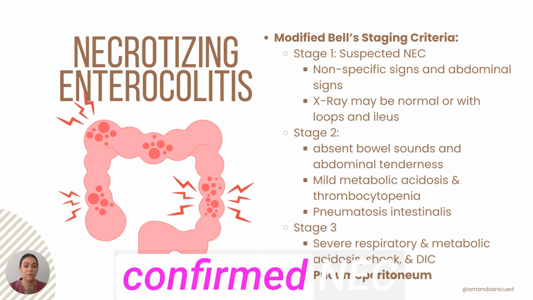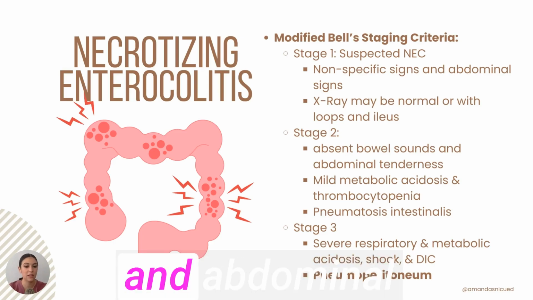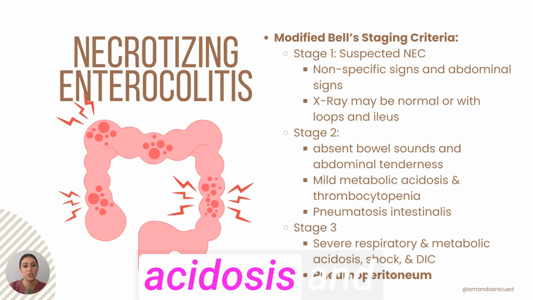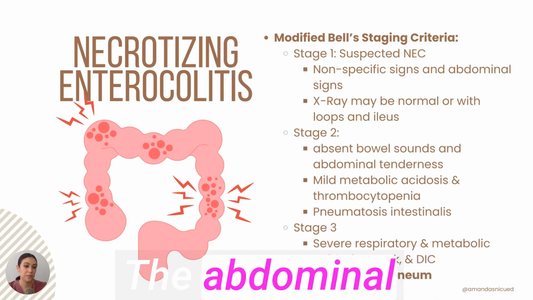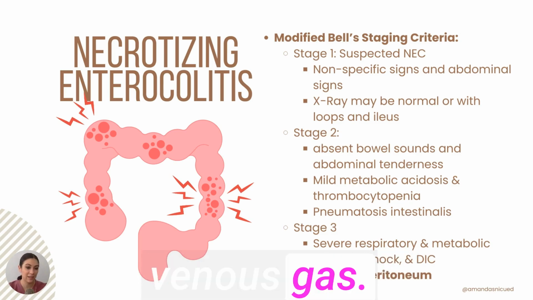Stage 2 is confirmed NEC and includes the symptoms of stage 1 plus absent bowel sounds and abdominal tenderness. And then on our labs, we might see mild metabolic acidosis and thrombocytopenia. The abdominal x-ray will show pneumatosis intestinalis with or without portal venous gas.